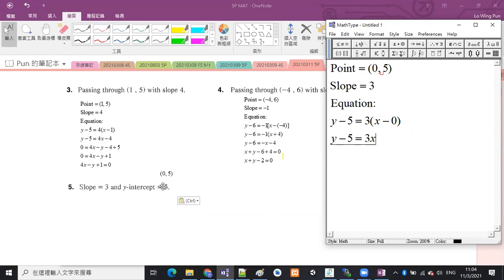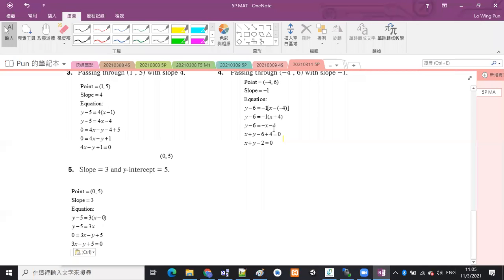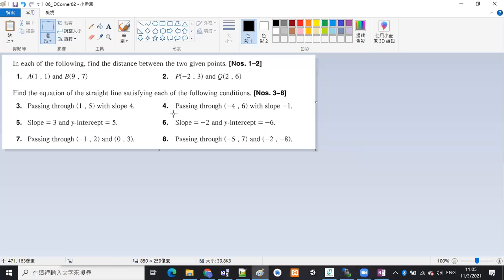And the x term is on the positive side now. So I am going to move the y and -5 to the right, leaving 0 on the left. It becomes 3x and then minus y and then plus 5. And finally, I just swap the left and right side. 3x minus y plus 5 is equal to 0. And that is the answer of question number 5. Is that okay? Then number 6.